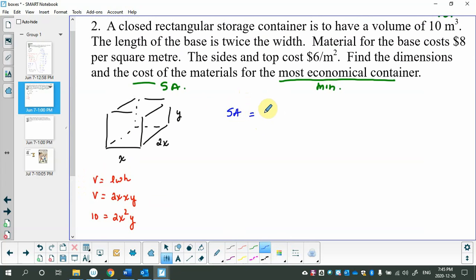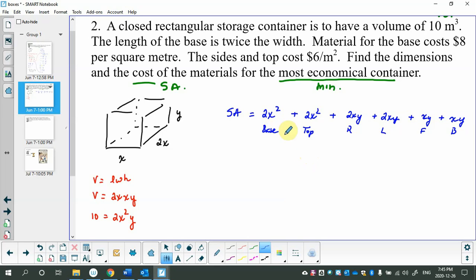So the bottom is 2x by x, so 2x squared. Just scribbling that underneath it. Plus, that makes the top 2x squared. And this right side is 2xy. And that makes the left side 2xy. And the front is x by y. And the back will also be x by y. So now you know why I wrote base.